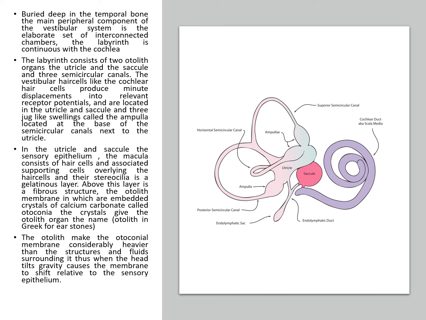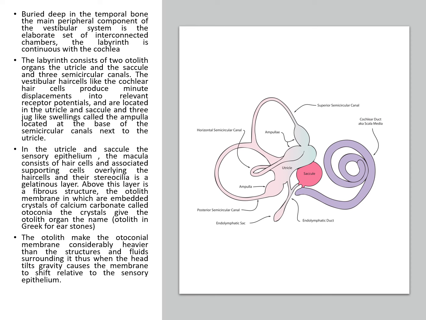Buried deep in the temporal bone, the main peripheral component of the vestibular system is the elaborate set of interconnected chambers, the labyrinth, which is continuous with the cochlea. The labyrinth consists of two otolith organs, the utricle and the saccule, and three semicircular canals.